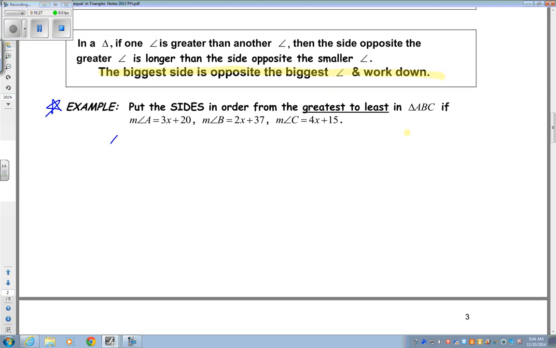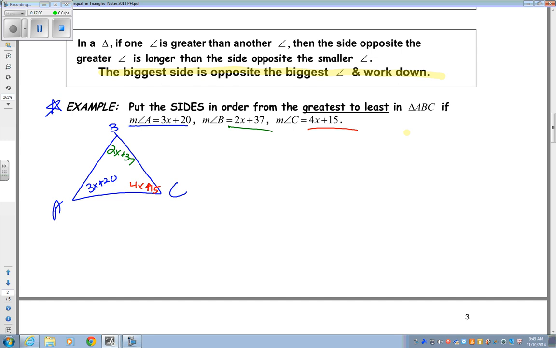You would be expected to draw a triangle, label it ABC, and label the given angles. So we know angle A is 3x plus 20. We also know angle B is 2x plus 37. And angle C is 4x plus 15. And from that given information, we have to be able to set up a problem to help us problem solve and list our sides from greatest to least.